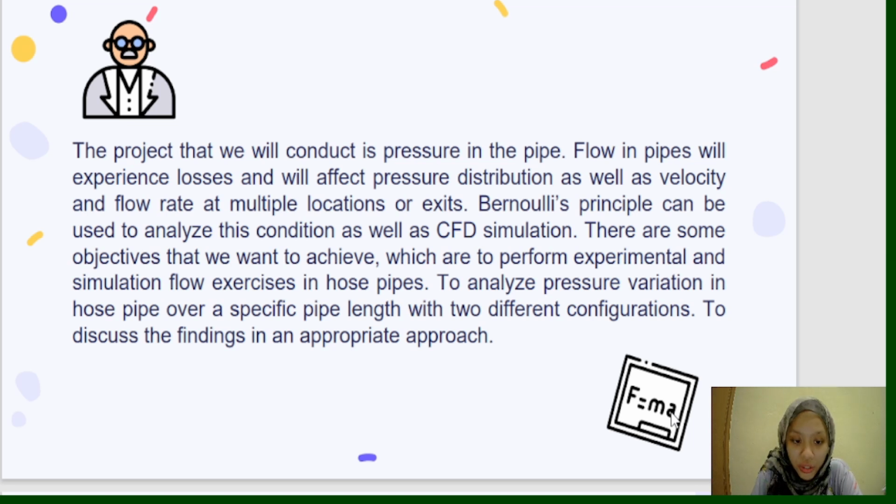There are some objectives that we want to achieve, which are to perform an experimental simulation flow exercise in hose pipes, to analyze pressure variation in hose pipe over a specific pipe length with two different configurations, to discuss the findings and an appropriate approach.